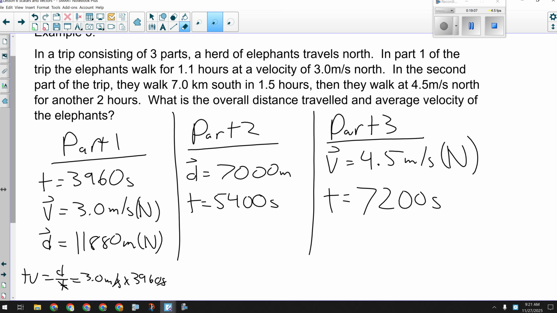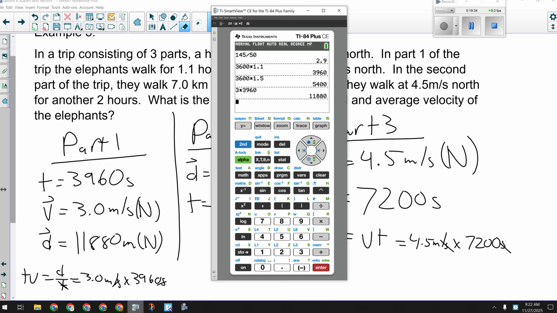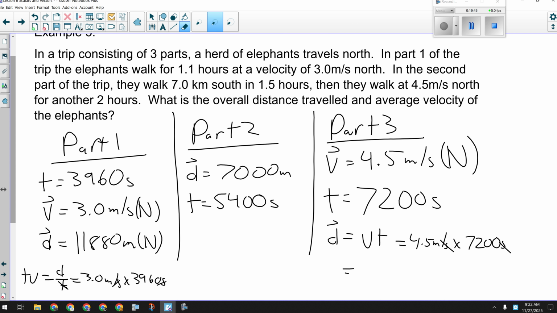Okay, for part 1. For part 2, I don't have to calculate anything. I already have D and T, so I'm good there. In part 3, I've got to do the same calculation. I need the displacement in part 3. So I'm just going to do this V times T thing that I did in the first one, and that'll be 4.5 meters per second times 7,200 seconds. Again, the seconds are going to cancel, and I'll be left with meters. So 4.5 times 7,200. In that part, they go 32,400 meters north.